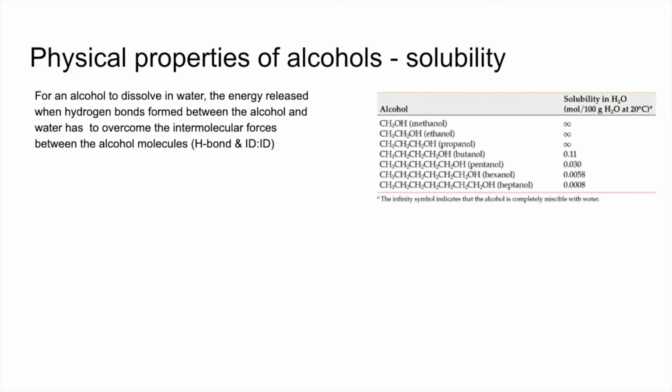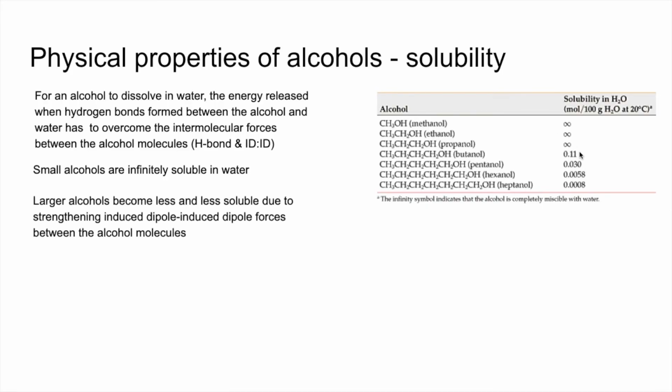So we've got this table here from a data book showing the solubility of alcohols in 100 grams of water. So this is moles per 100 grams of water, 20 degrees C. So you can see that the first 3 alcohols, methanol, ethanol, propanol, they're all completely soluble. So an infinite number of moles of the alcohol can dissolve in water. So small alcohols are infinitely soluble in water.